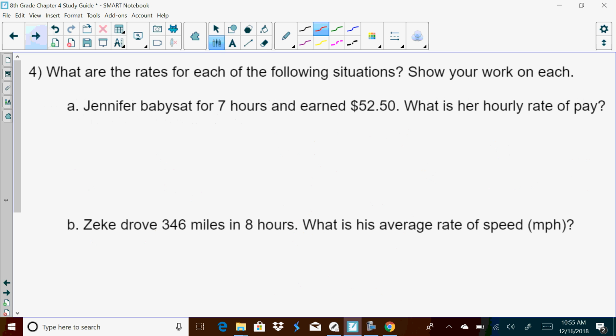Next set of problems says, what are the rates of each of the following situations? Show work on each. So the first one, Jennifer babysat for 7 hours and earned $52.50. What is her hourly rate of pay? So I would just do $52.50 divided by 7, put in my calculator, and I end up with $7.50 per hour.